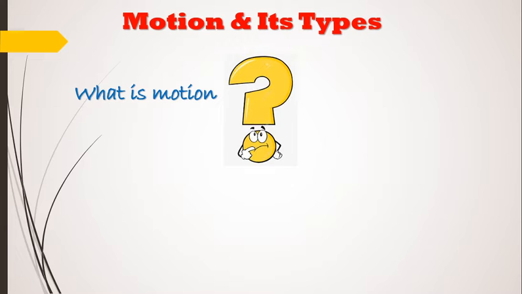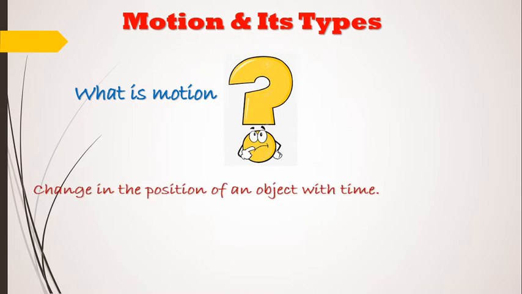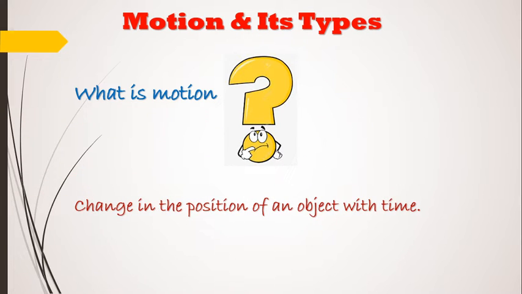The answer to this question is: change in the position of an object with time is called motion. It is the free movement of any body with respect to time.